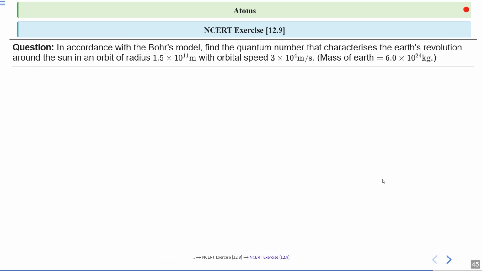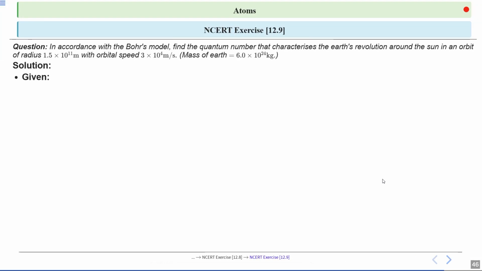Now let's see the question about the Bohr model and how it applies to planetary motion. The question asks us to find the quantum number n that would describe the Earth's orbit around the Sun using the Bohr model's idea. Notice how the problem gives us the Earth's orbital radius, 1.5 times 10 to the power 11 meters, speed, 3 times 10 to the power 4 meters per second, and mass, 6 times 10 to the power 24 kilograms. This is an example of applying an atomic physics concept like quantized angular momentum to a real world large scale system.